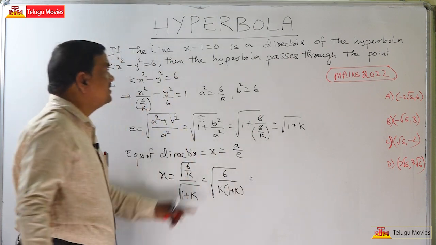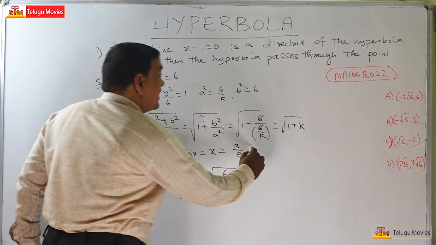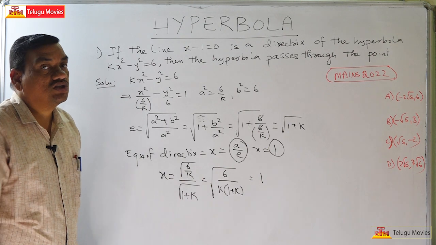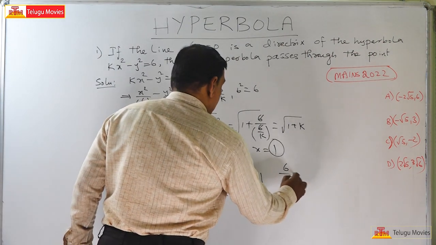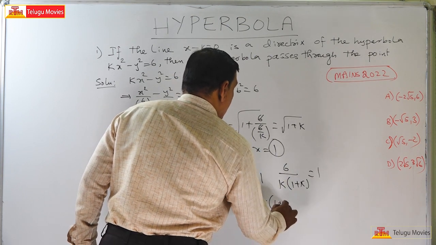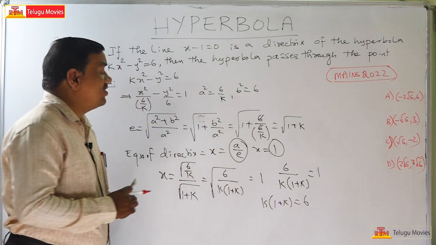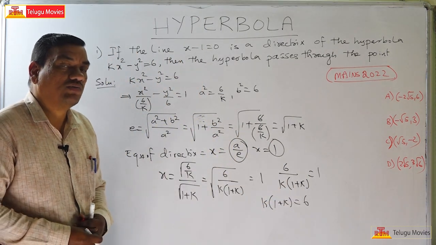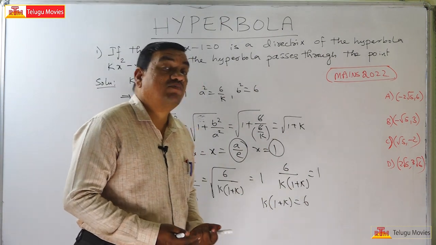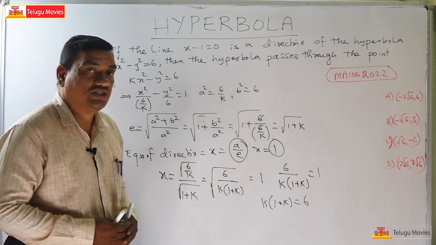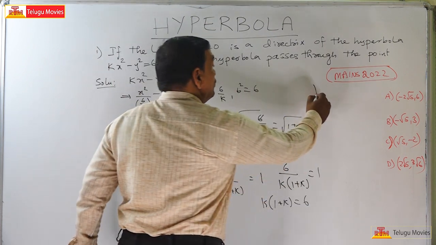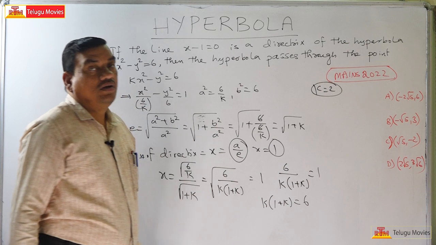Now the equation of the directrix is given as x is equal to 1. That means a by e is equal to 1. Now let us solve the equation. So 6 by k into 1 plus k is equal to 1, that is k times 1 plus k is equal to 6. You can clearly guess the value, don't solve it. Such very simple problems we can guess. Here k into k plus 1, the product of two consecutive integers, is equal to 6. Clearly 2 times 3 is 6, therefore k is equal to 2.